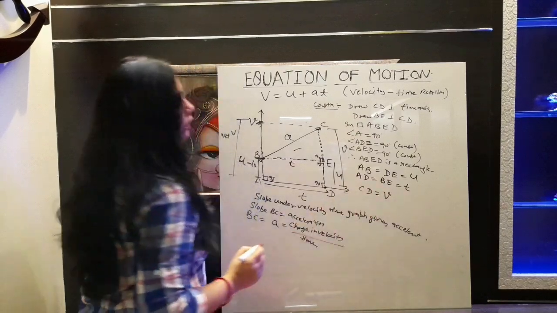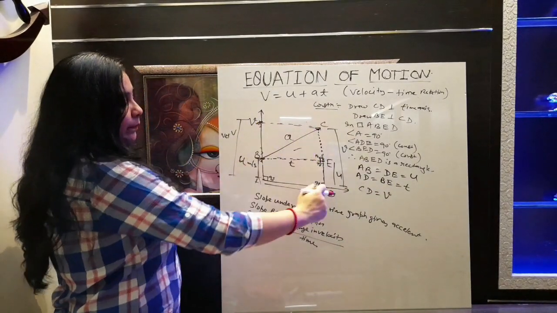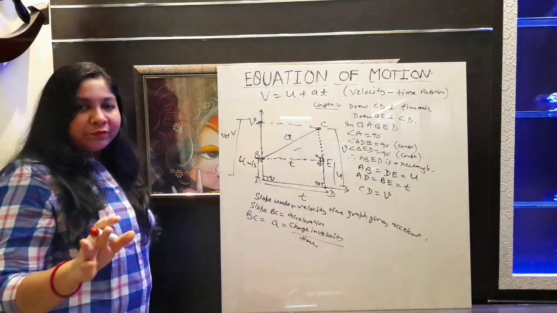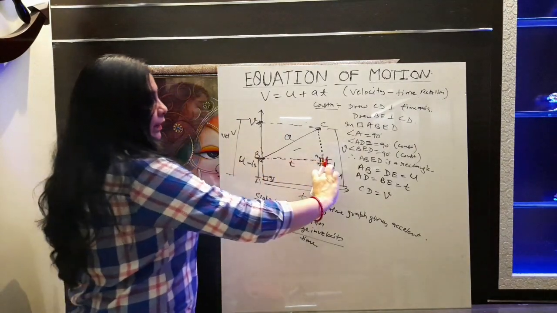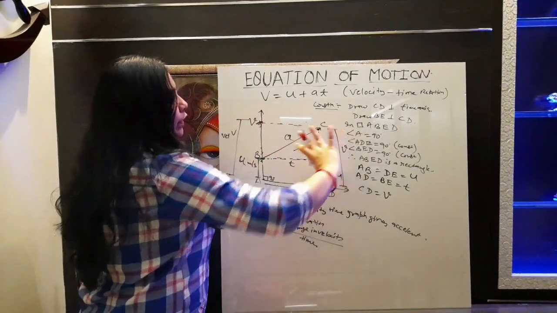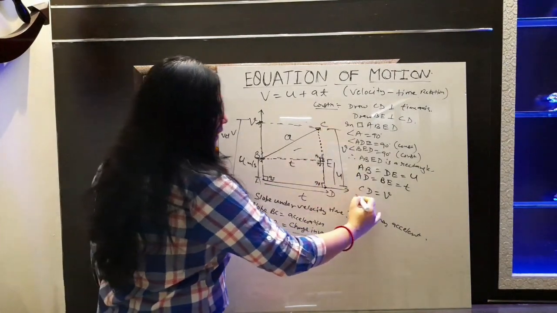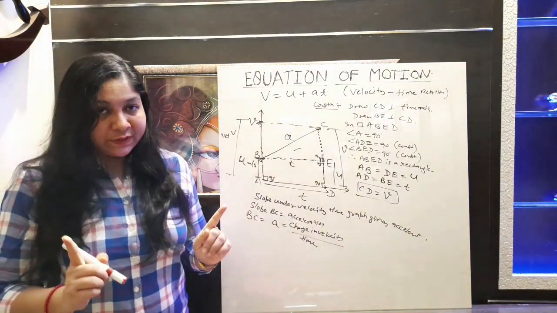CD is equal to V. If we draw a perpendicular from here, then these two will be parallel and it will complete a rectangle. No need to prove that, you only need to understand what I am telling you. If this part is U, this becomes U. If this part is V, this will become V. It's very simple. So this complete CD is considered as V, right? But CD is not the change in velocity here.